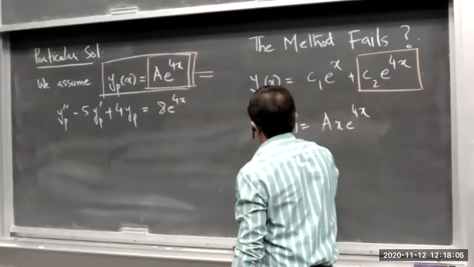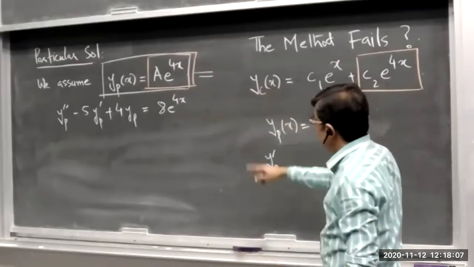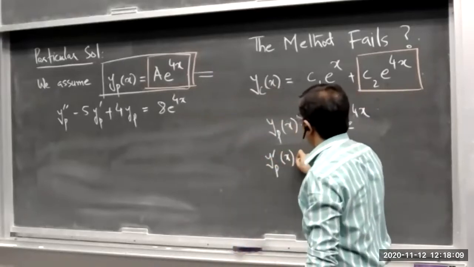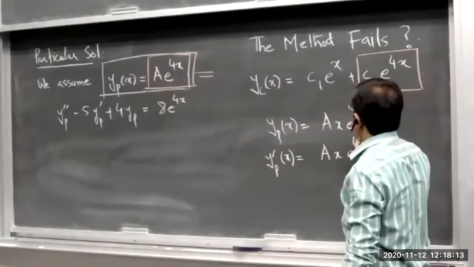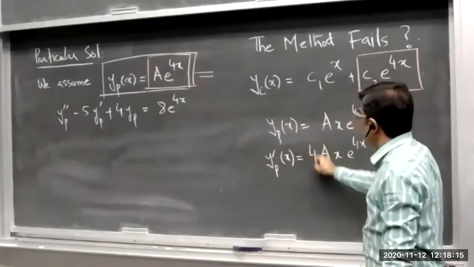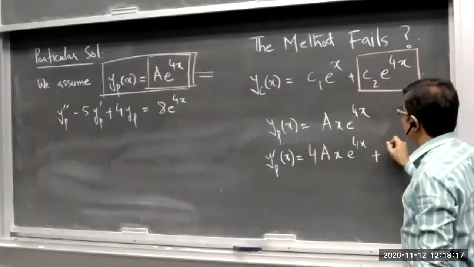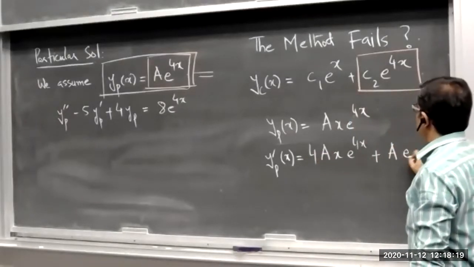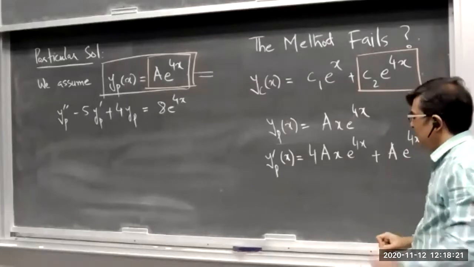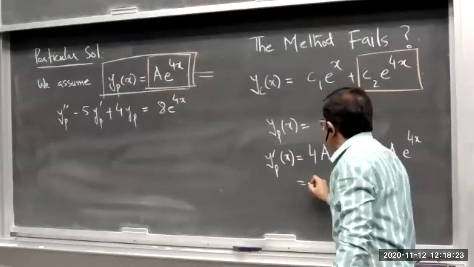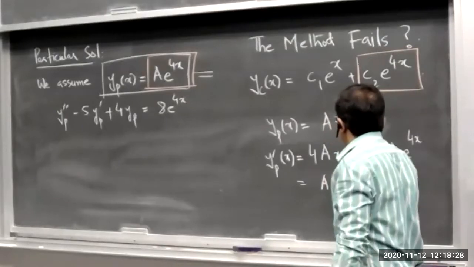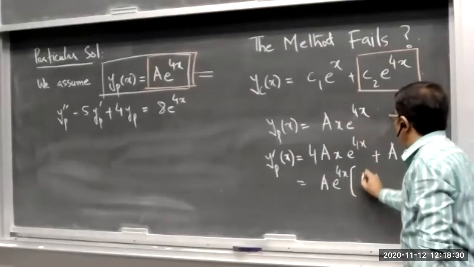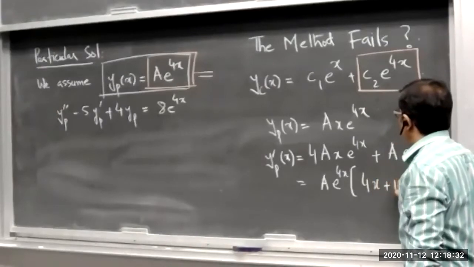Now we need yp dash in order to put it there, so we need to calculate it separately. It is a times x e raised power 4x times 4, so we put 4 here, plus a times the derivative of x, which is 1, times e raised power 4x. Okay, we can write this as a times e raised power 4x times (4x plus 1).